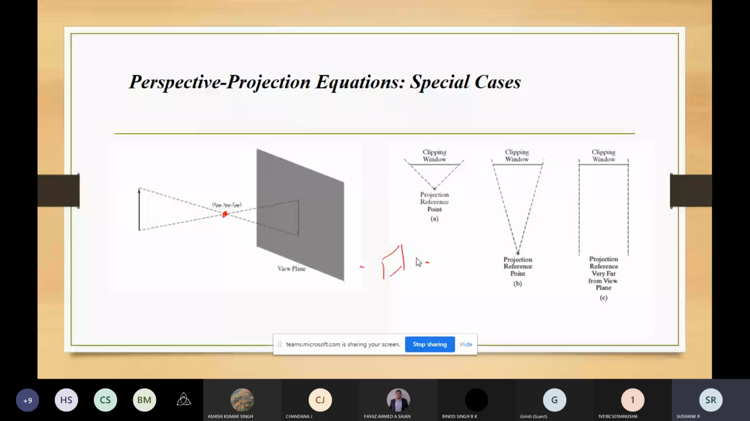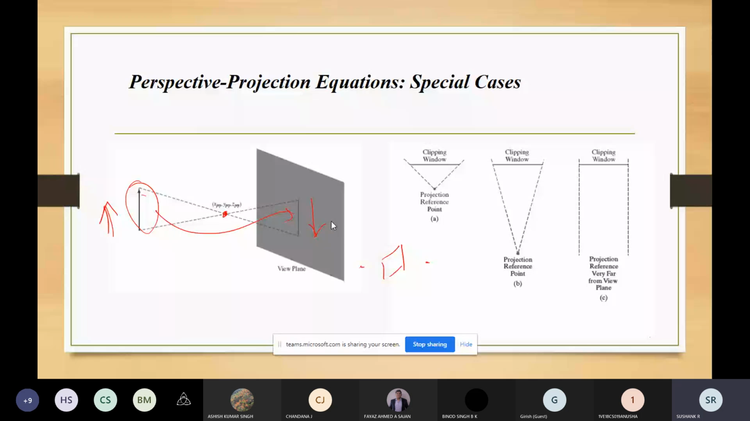But in some situations this projection point can be in front of the view plane also. In that situation the object will look inverted. See, this is the object which I'm trying to focus, but that object will look inverted. So you should keep this point in mind.